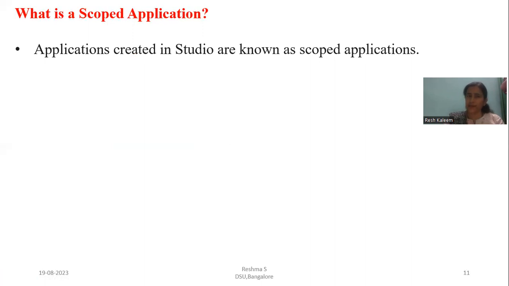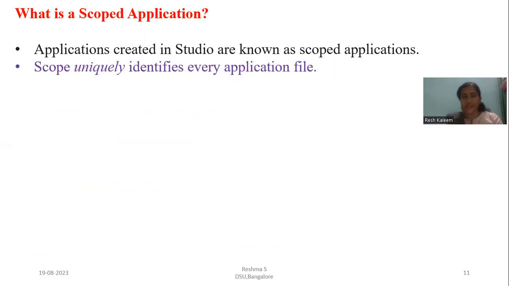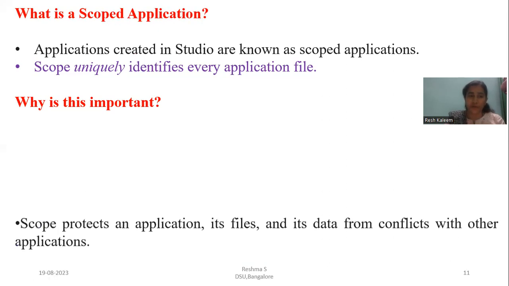A scoped application is an application which is created inside the studio. If it is designed in ServiceNow Studio, it is called a scoped application, and this will uniquely identify every application file. Why is scope important in the ServiceNow platform compared to other applications like global or customized applications? These scoped applications are very, very important. So what are the important features of this?